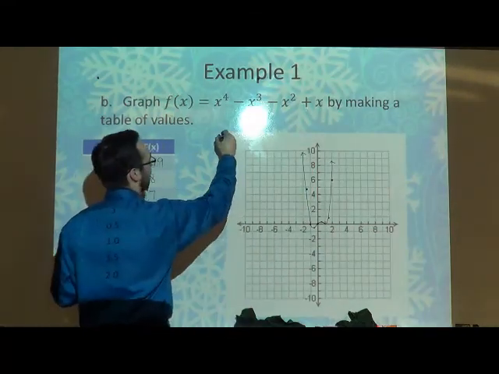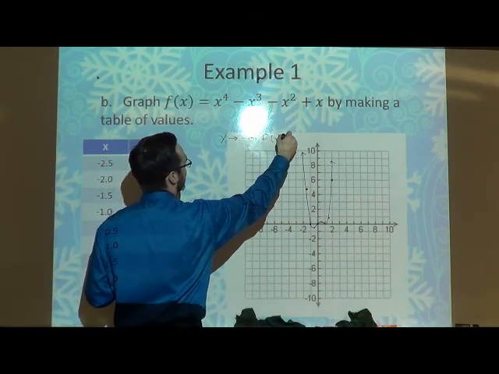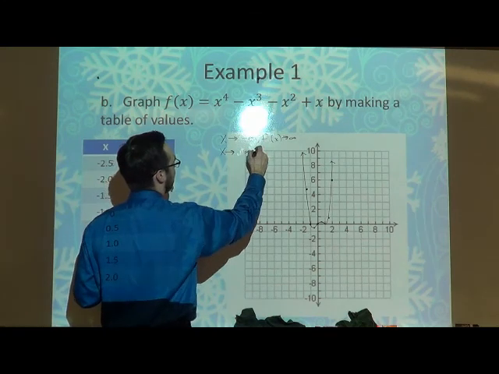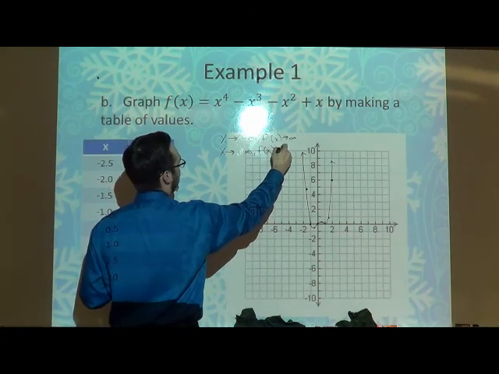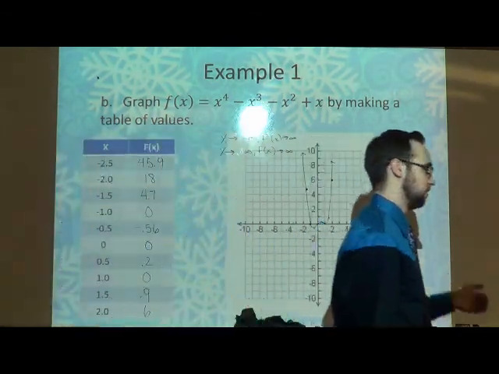So again, as x approaches negative infinity, f of x is approaching infinity. As x is approaching positive infinity, f of x is approaching positive infinity. They both go the same direction, they're both going up because it's a positive, even graph.